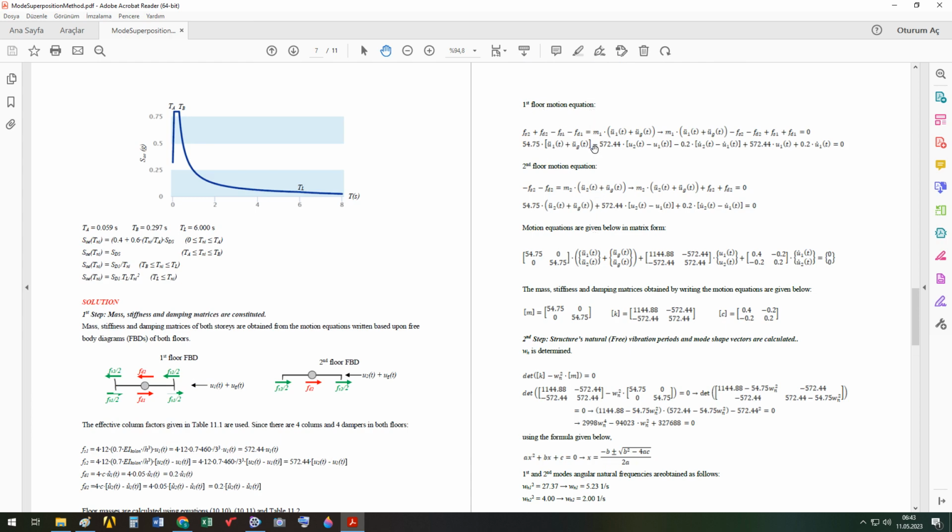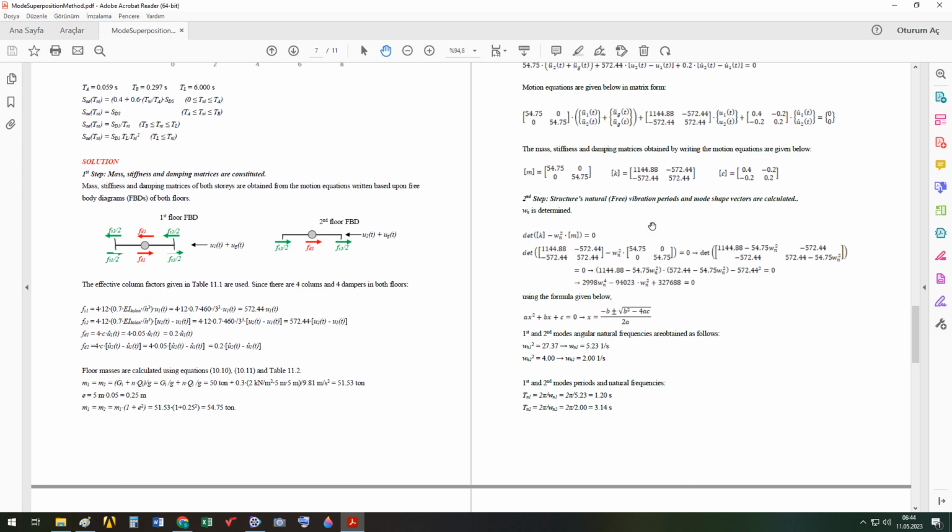Now, the first floor motion equation is written using this free body diagram. The second floor motion equation is written using this free body diagram. They are written in the matrix form, as given here. And from this matrix form, the coefficient matrix of the acceleration vector is my mass matrix. The coefficient of the velocity vector is my damping matrix. The coefficient of the displacement vector is my stiffness matrix. So I replace my mass and stiffness matrices here.